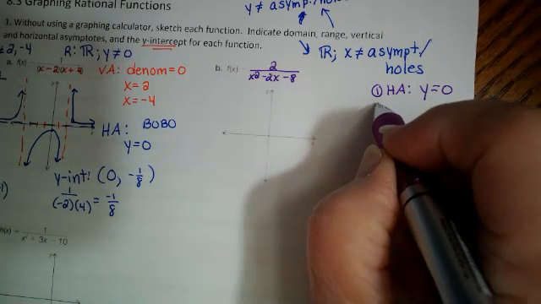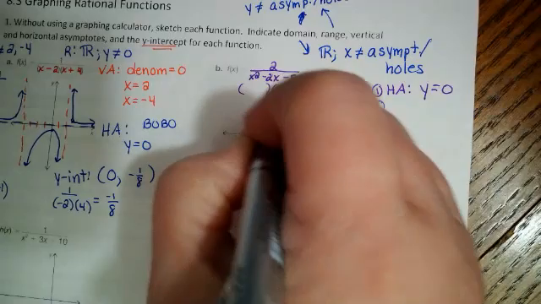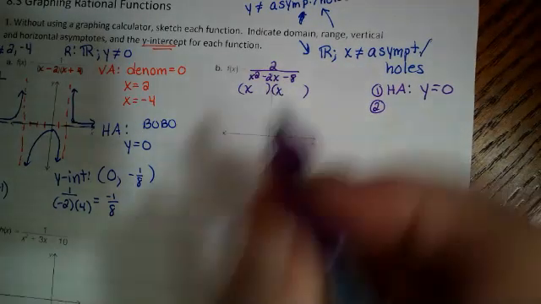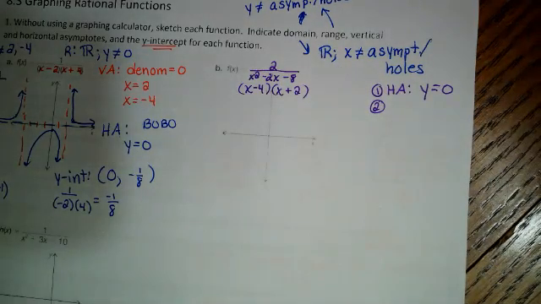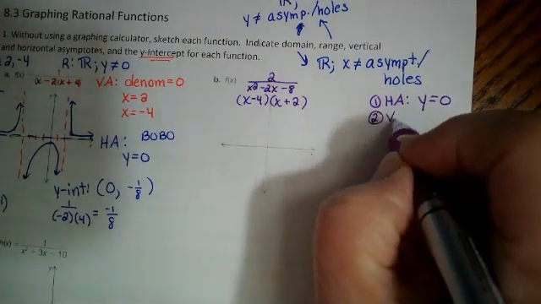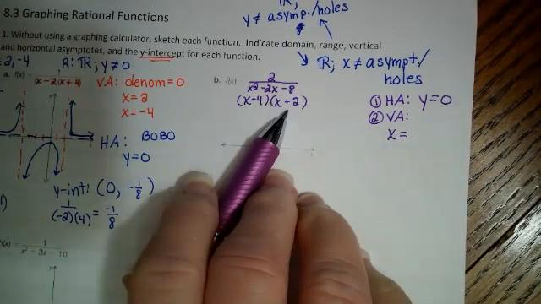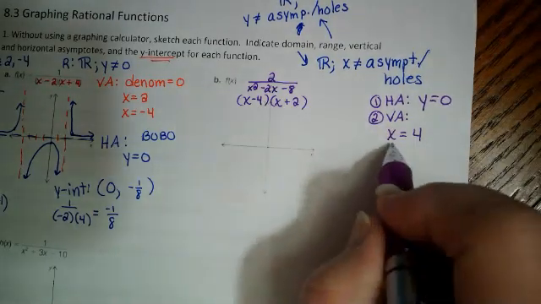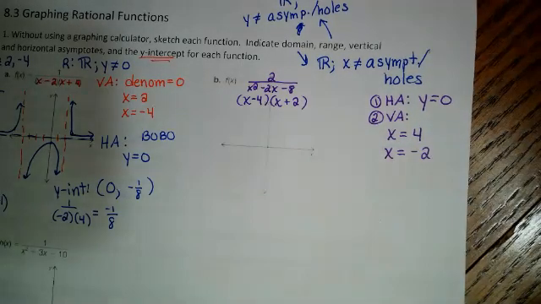To get my next step, I need to factor. So we're going to factor our denominator here. What are factors of negative 8 that add up to positive 2? I think that's negative 4 and plus 2. So we've still not encountered holes. That'll be a different time. But we can tell the vertical asymptotes once we've factored. Well, now I know a vertical asymptote is whatever makes the denominator equal 0. So x minus 4 would equal 0 at x equals 4, and x plus 2 would equal 0 at negative 2.